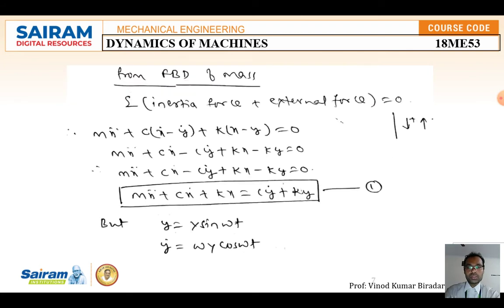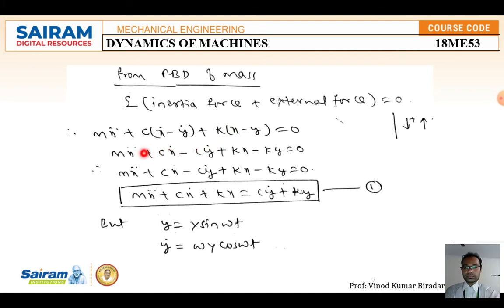Here all the forces are acting downward, so consider them positive. According to D'Alembert's principle, the summation of the inertia forces plus external forces is equal to 0. The inertia force is m x double dot, plus the external forces, which are the two forces, the damper force and the spring force: c(x dot minus y dot) plus k(x minus y) is equal to 0.